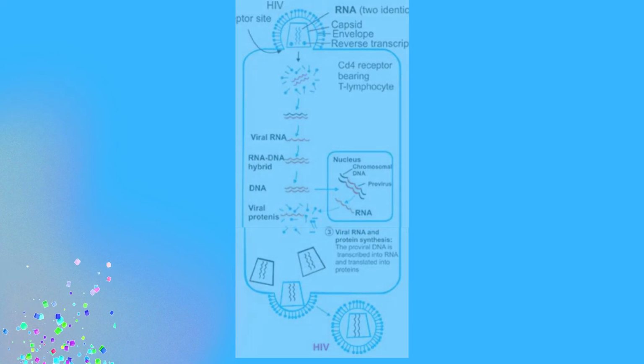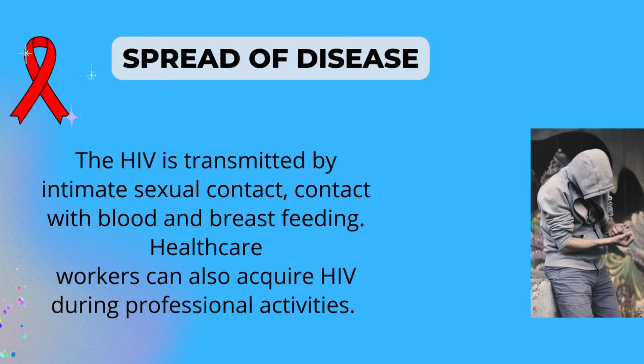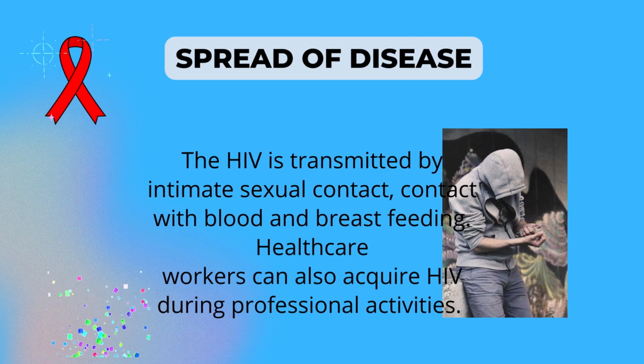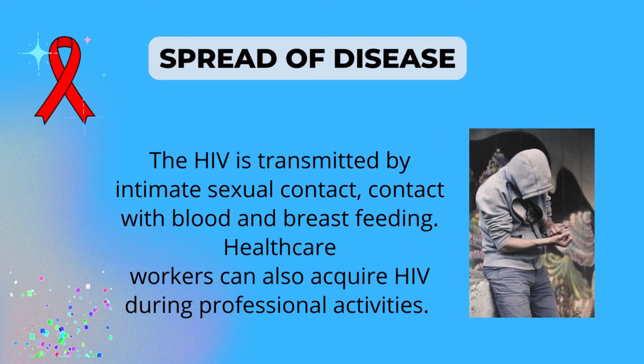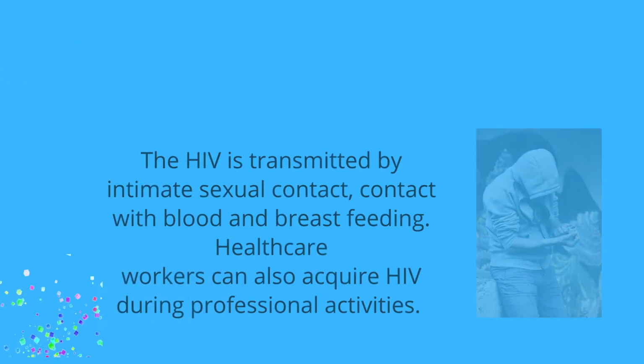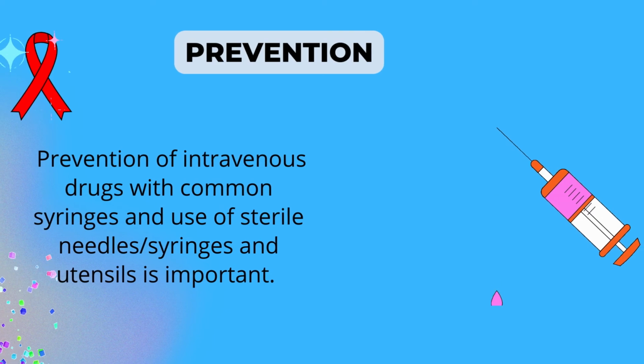Spread of disease. How does the disease spread? HIV is transmitted by intimate sexual contact, with blood, and by breastfeeding. If a mother has HIV, her baby can also get HIV while breastfeeding. Healthcare workers can also acquire HIV during professional activities.